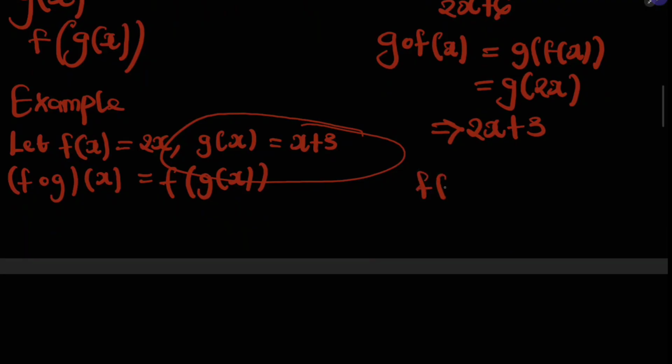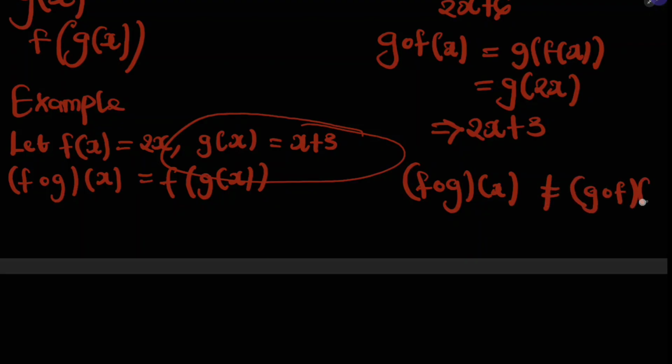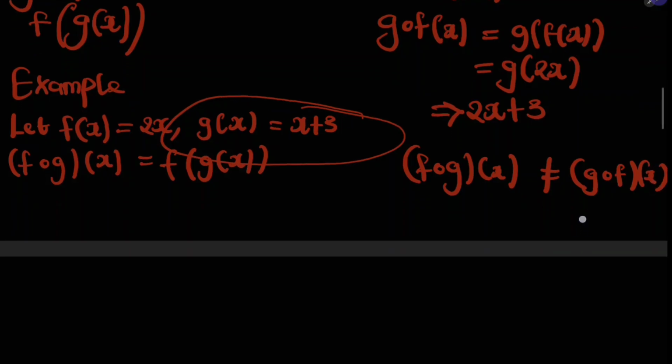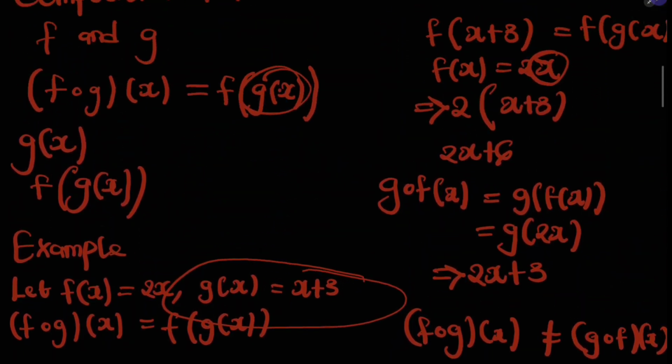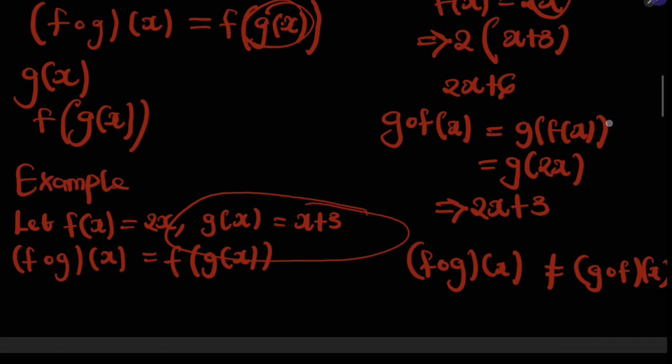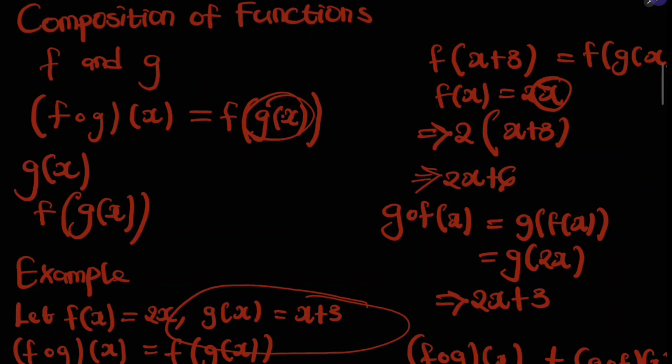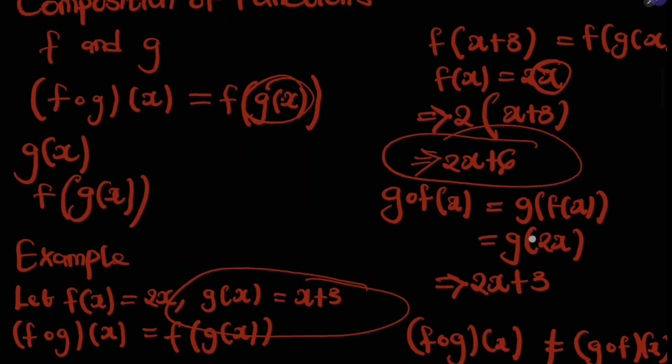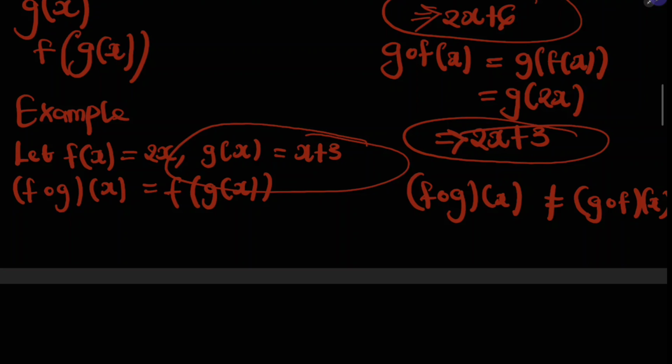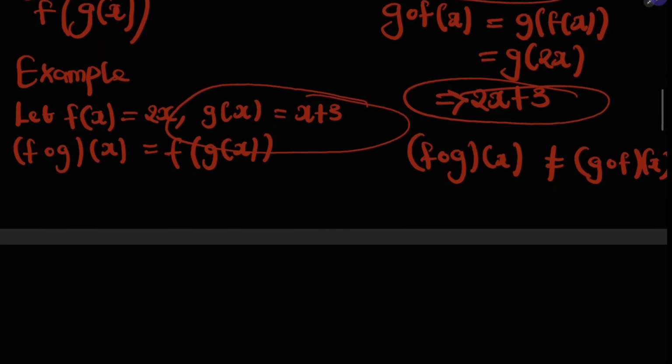f of g of x is not equal to g of f of x. We need to notice that composition is not always commutative. So as we can see from here, they were not equal. This is our f of g of x here, and this is our g of f of x here. And as you can see, they were not commutative.